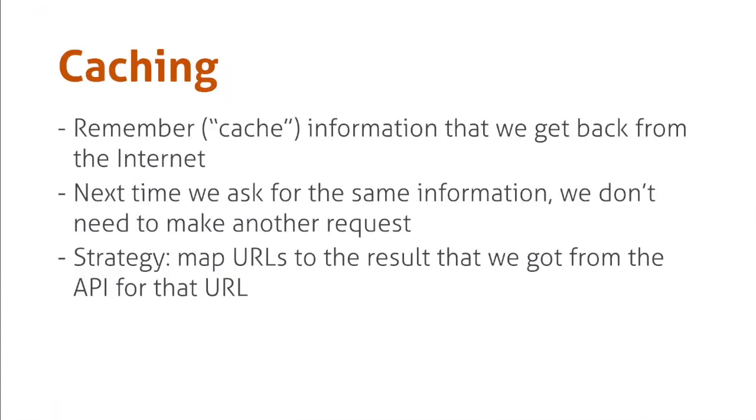So caching allows us to remember information that we get back from the internet, so that if we're going to make the same request again, we don't have to make it over the internet. And the strategy that we take when caching is that we create a dictionary that maps full URLs to the text that an API gives us back.